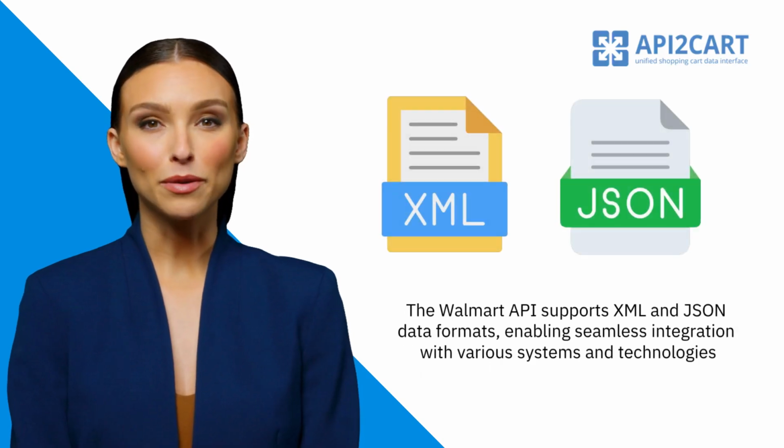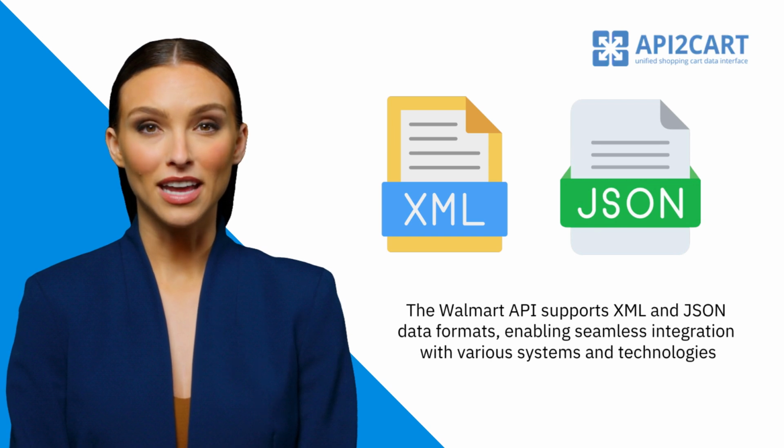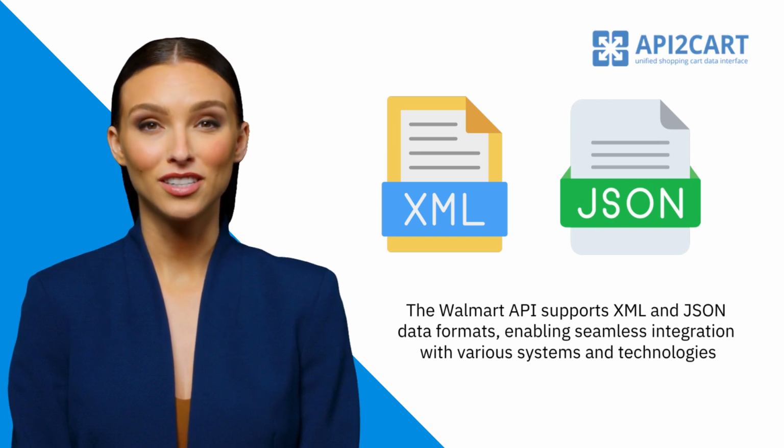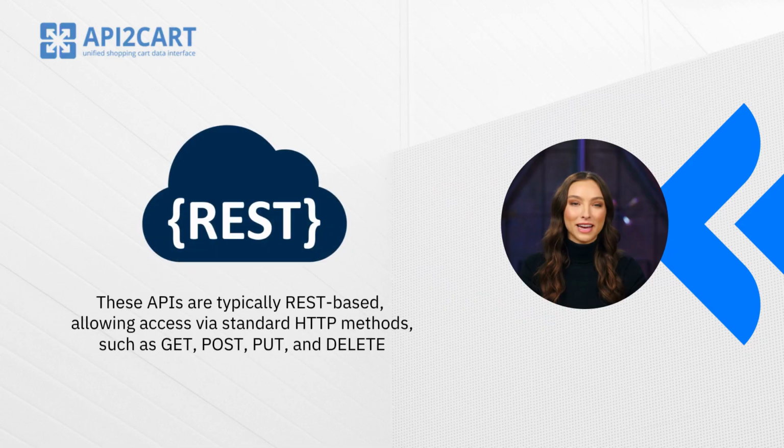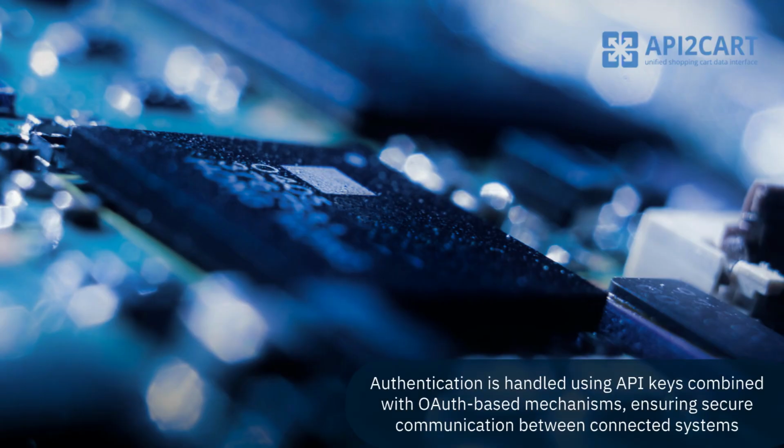The Walmart API supports XML and JSON data formats, enabling seamless integration with various systems and technologies. These APIs are typically REST-based, allowing access via standard HTTP methods such as GET, POST, PUT, and DELETE. Authentication is handled using API keys combined with OAuth-based mechanisms, ensuring secure communication between connected systems.